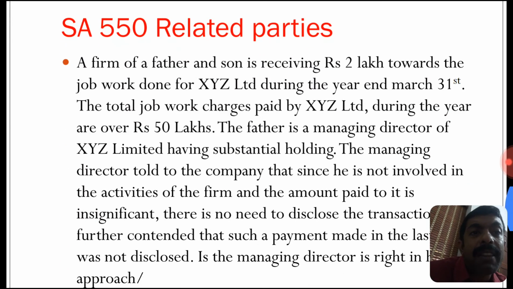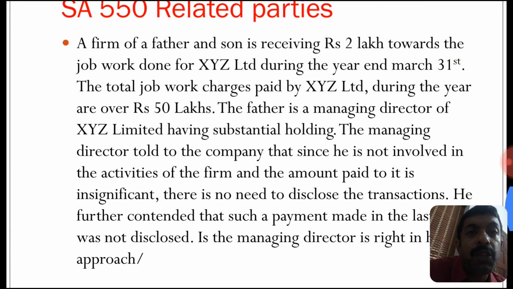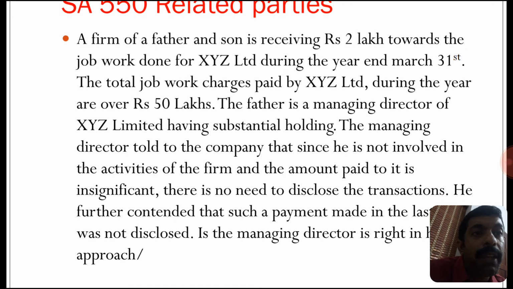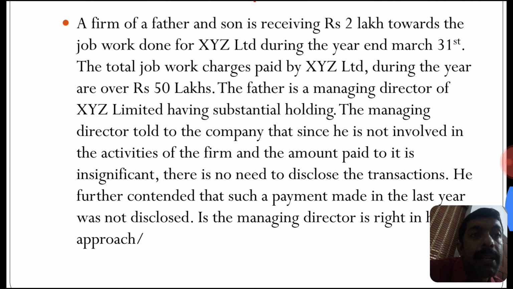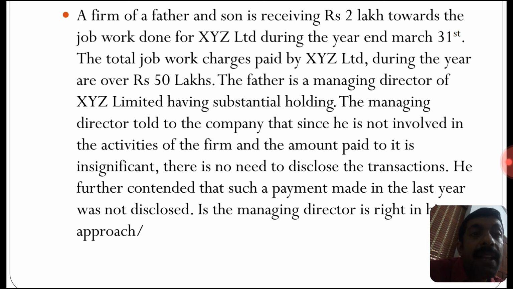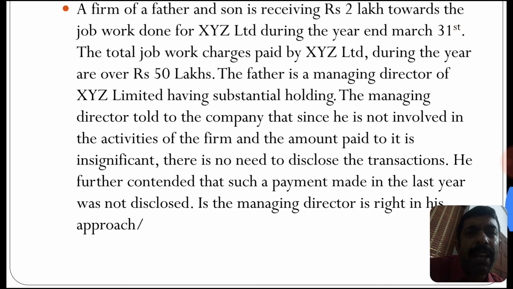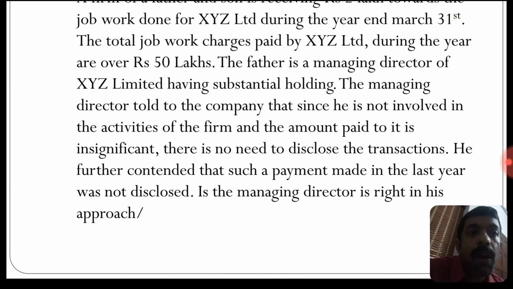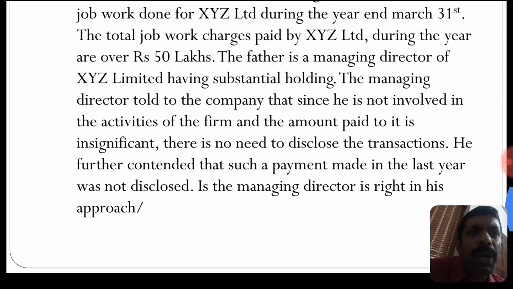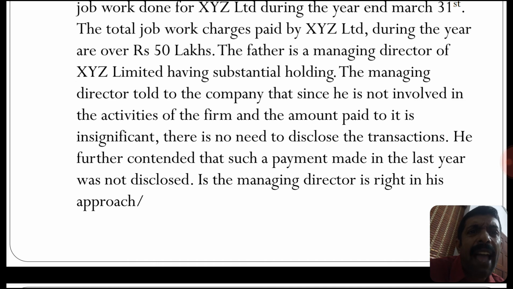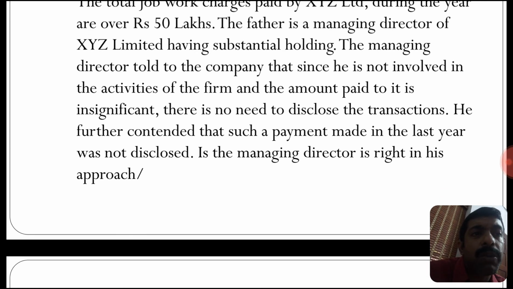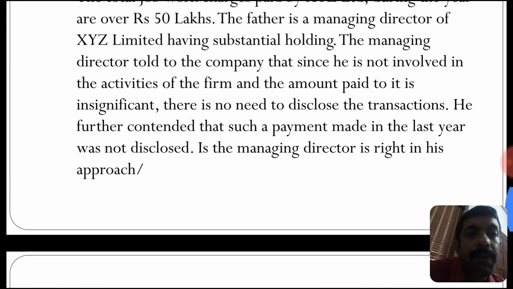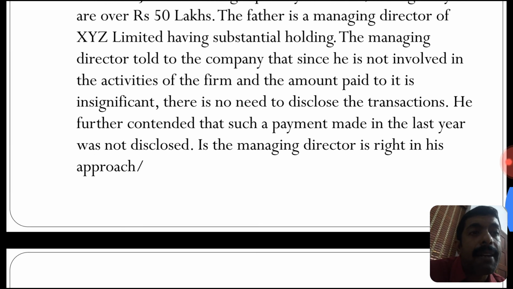A firm of father and son is receiving rupees 2 lakh towards the job work done for XYZ Limited during the year ended 31st March. Total job work charges paid by XYZ Limited during the year are over 50 lakh. The father is the managing director of XYZ Limited, having substantial holding. The managing director told the company that since he is not involved in the activities of the firm and the amount paid is insignificant, there is no need to disclose the transaction. He further contended that such payments made in the last year were not disclosed. Is the managing director right in his approach?